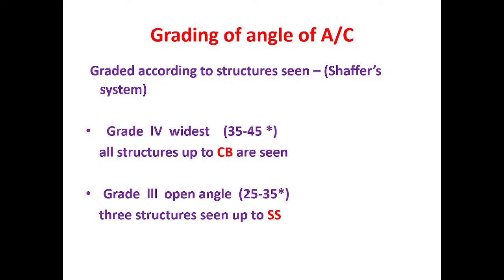It's an open angle, a wide open angle. So grade 3 means three structures are seen, up to the scleral spur. The ciliary body band is not seen, but you are still seeing the spur, trabecular meshwork and Schwalbe's line. So it's a grade 3 angle, which is again an open angle because the meshwork is still visible.